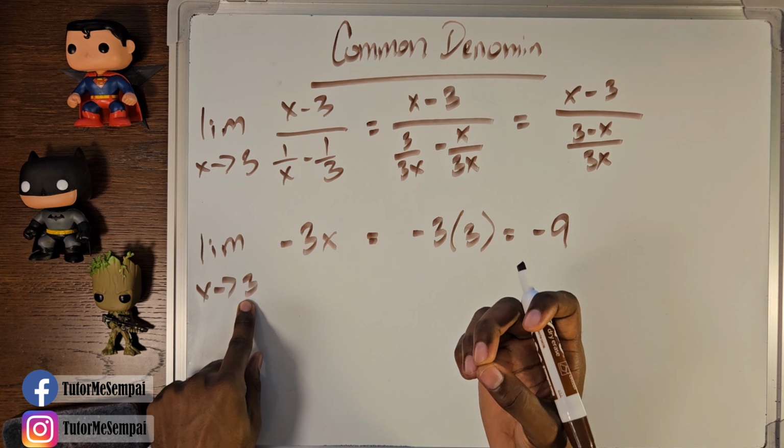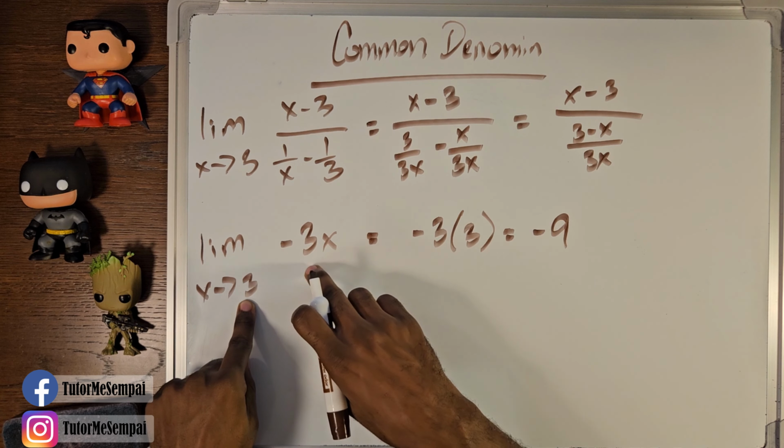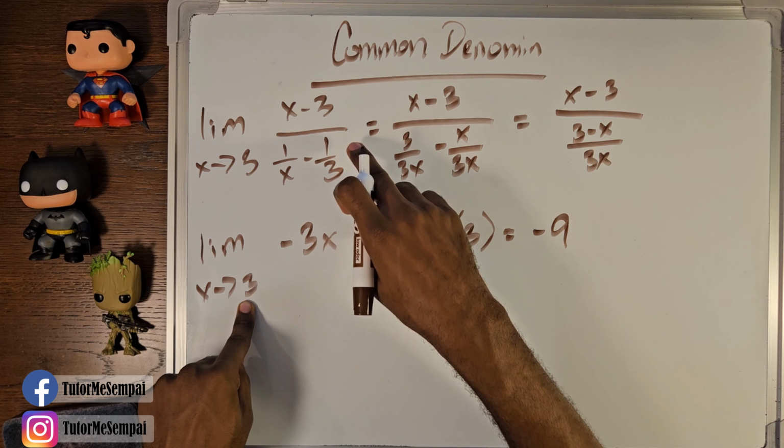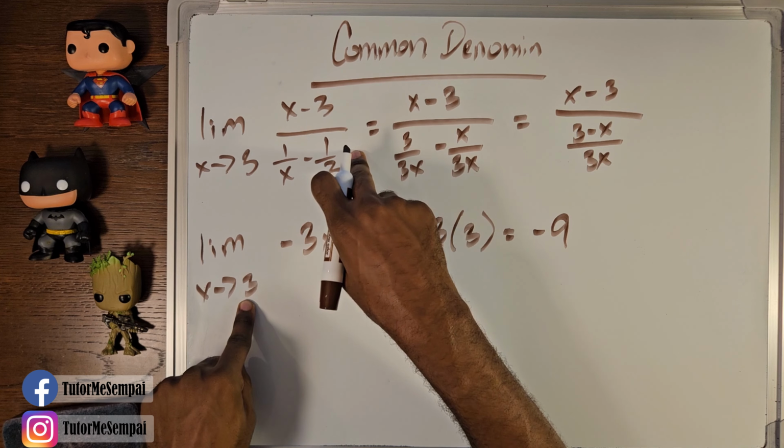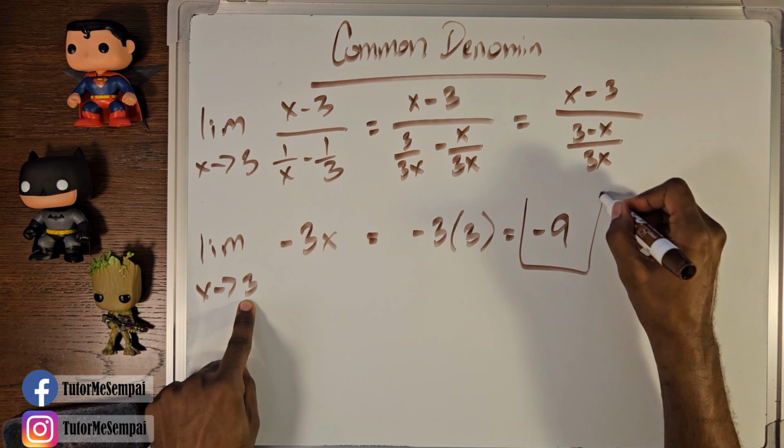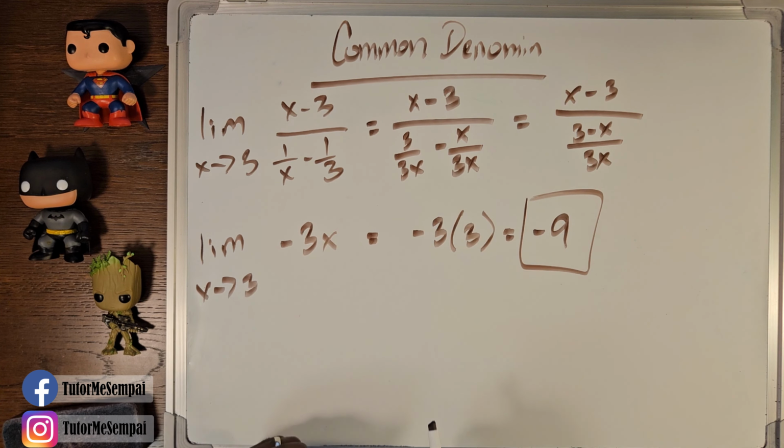There's a hole there. So we can simply find what this is going to equal at 3, and we know what the limit of this is going to be as x approaches 3. This is going to be our final answer for this problem.